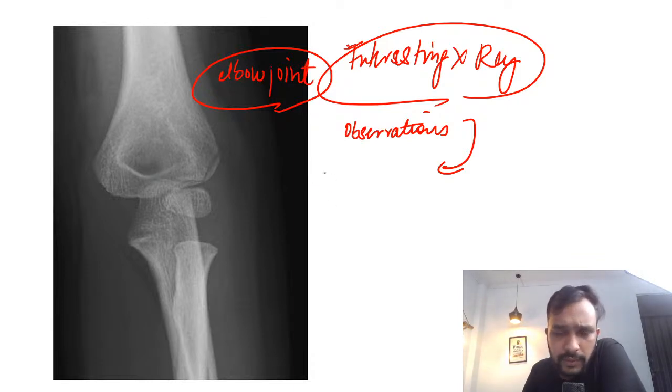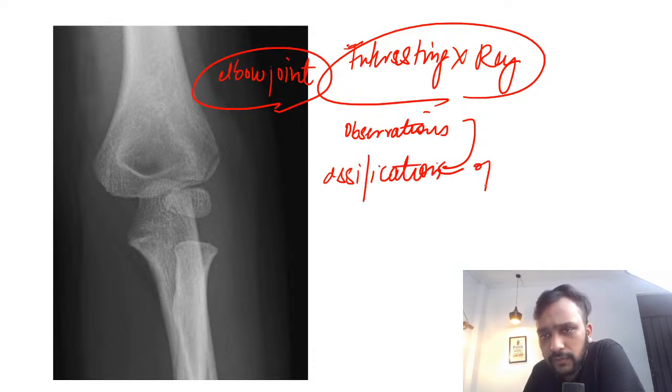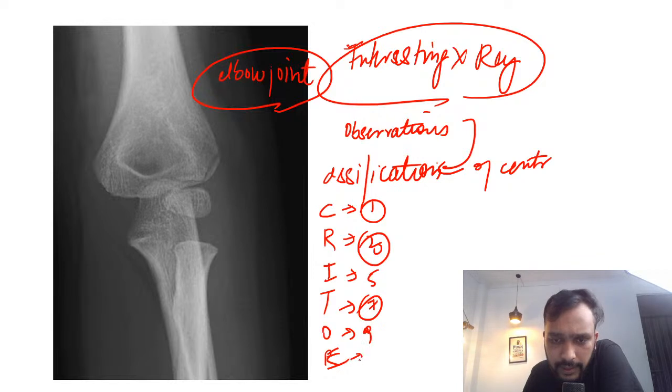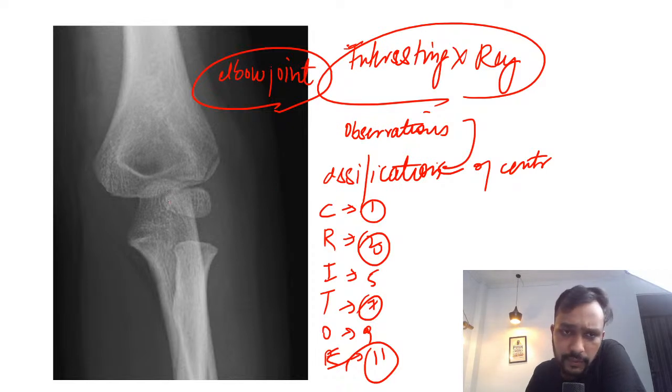So guys, if you have studied the appearance of the ossification centers around the elbow joint, they can be remembered with a simple mnemonic, CRITOE. C stands for capitulum, which appears at 1 year of age, radial head at 3 years, medial epicondyle 5, trochlea 7, olecranon 9, and external epicondyle 11 years of age. This is the age of appearance of the ossification centers around the elbow joint. Here we can see that the ossification center for the capitulum has appeared. This is the lateral side, and this is the medial side.